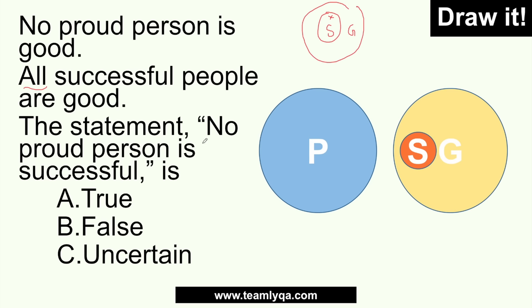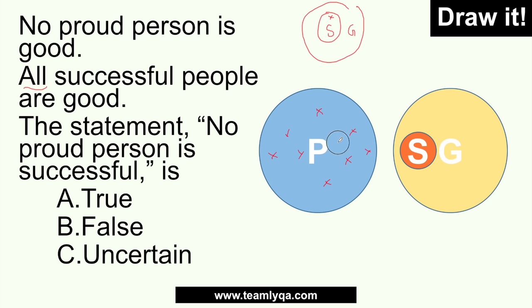So yung question says, no proud person is successful. Ibig sabihin, kung ikaw ay proud, dapat daw, okay, hindi ka magiging successful. Now, if you notice, kahit saan ko ilagay yung X na proud, imposible siya maging successful. Kasi ang layo nung successful, di ba? Kasi automatic, nandun siya sa bilog na good.